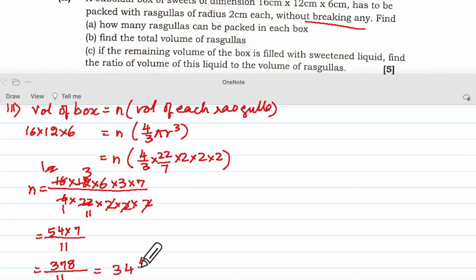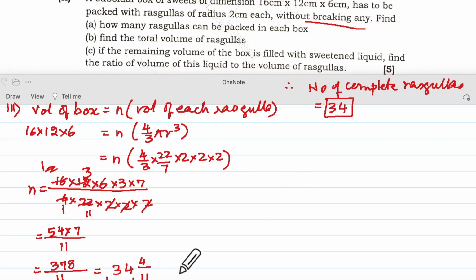So 34 point something. Even if you write like this, no need to waste time converting into decimal here, because how many complete rasgullas are we going to get? 34. So therefore the number of complete rasgullas, because you don't want to break any, will be equal to 34. I can't round it off to 35 or whatever, okay? Because 4 upon 11 is less than half anyway. So this becomes our answer A.